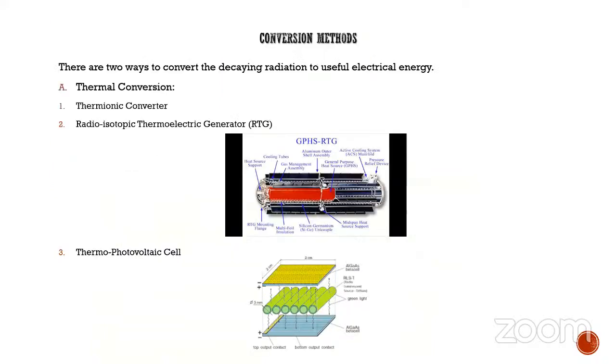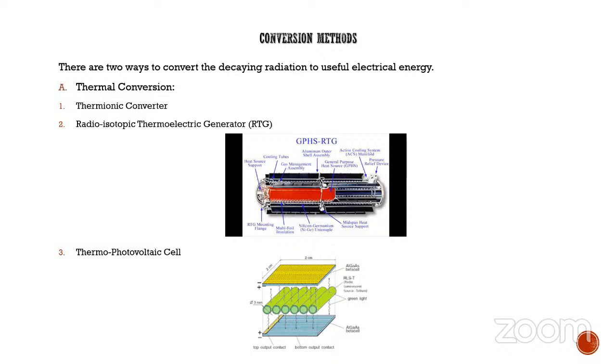It doesn't depend on the temperature. Three or four types of thermal conversion are available. The first one is the thermionic converter. In a thermionic converter, the nuclear fuel is sandwiched between two thermal plates. When radioactive decay starts, it generates heat, and that heat creates a temperature difference, which in turn converts the heat into electricity.